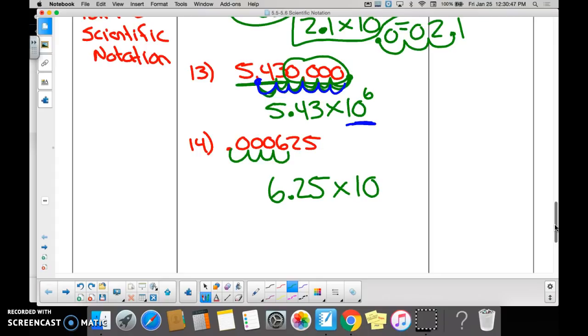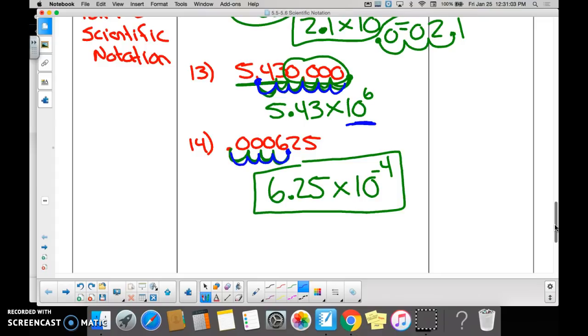And it looks like, again, we moved 1, 2, 3, 4. So in order to get back to standard form, when written in scientific notation, we would have to write it as 10 to the negative fourth. Because again, if we were to convert back, we would be moving to the left 4 places. And to the left means you have a negative exponent. So final answer, 6 and 25 hundredths times 10 to the negative fourth.